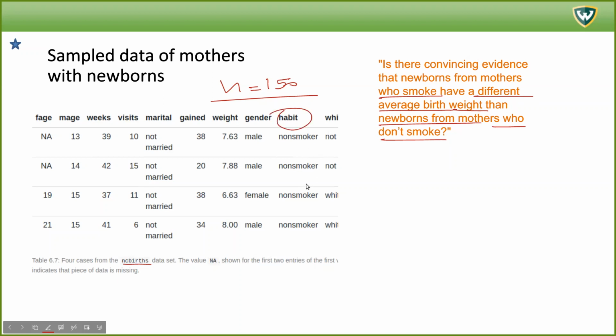Now here we only see non-smoker, but we assume that there are also some data in the data set where the habit is smoker. And as I'm going to emphasize too, we only focus on two groups at a time, because this is a two sample t-test and it has to be just between two groups. And then what we're checking is the birth weight, or the average birth weight.